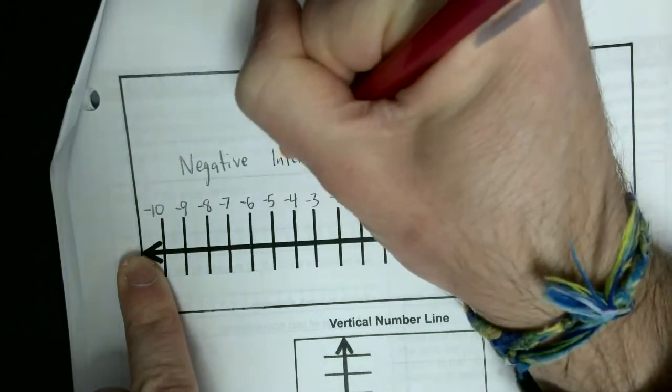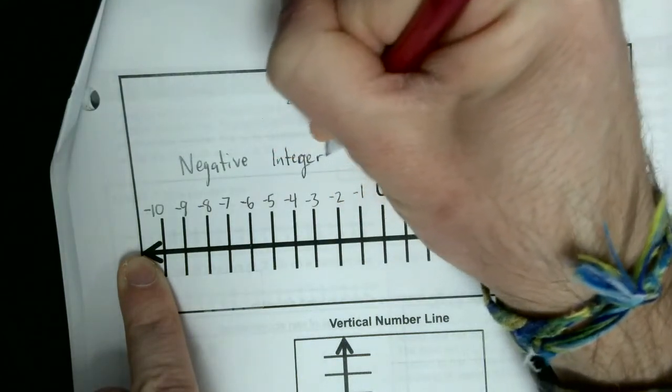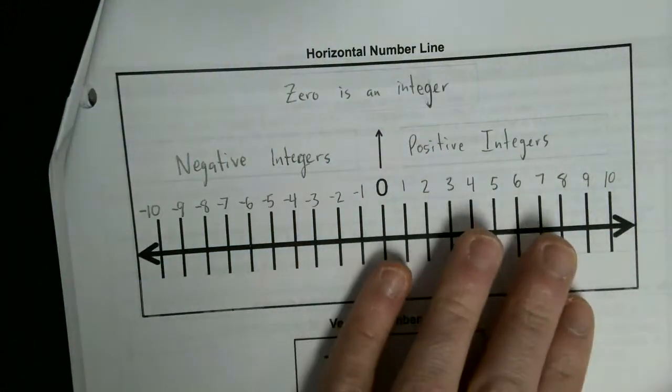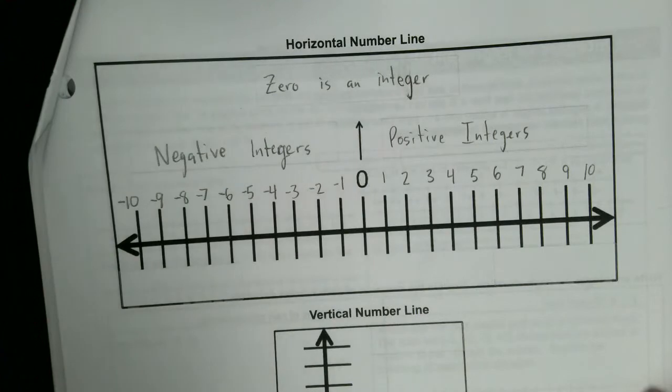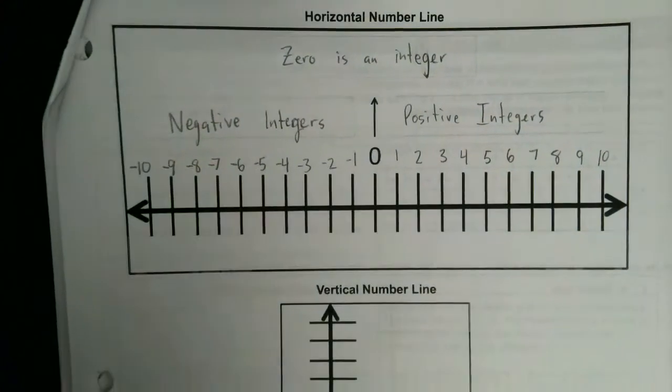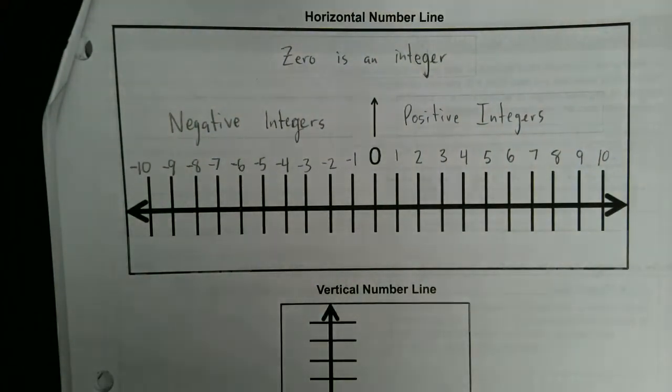Notice, we don't have any fractions here. We don't have any decimals. It's just the positive whole numbers, 0, and the opposites of the positive whole numbers. Those are integers. Now, this is a set of numbers that is infinitely large, and includes all the whole numbers, their opposites, and 0.